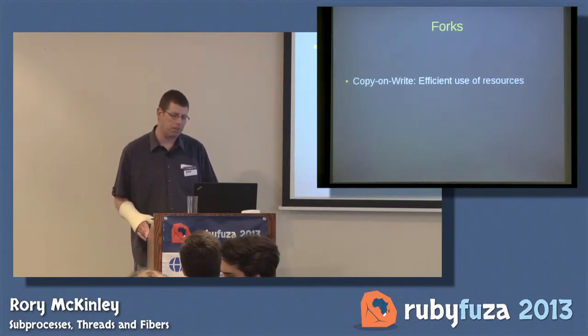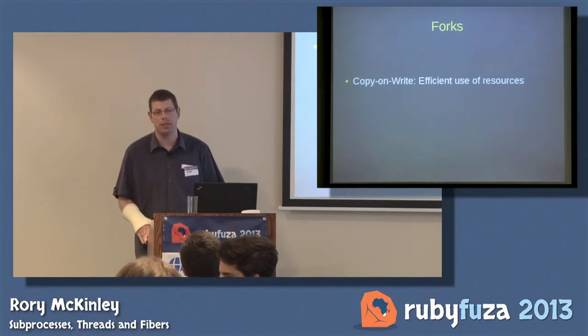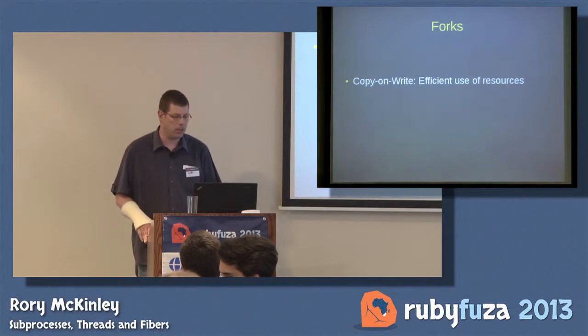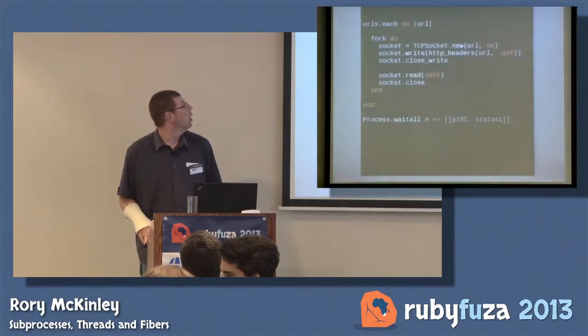And the operating system, when it determines that one of the processes is about to write to that memory, will create a copy, so that you don't have each process copying each other's memory. And that's something that we'll touch on again when we look at how Ruby supports forking. So, forking.